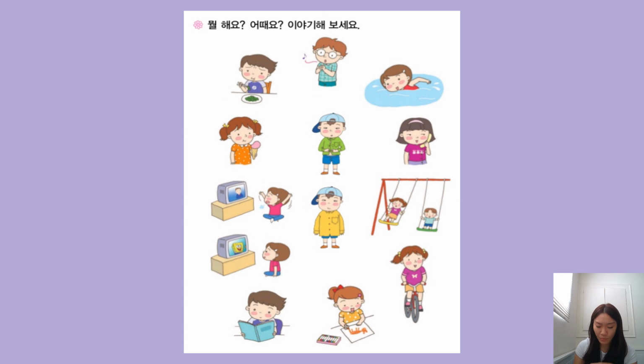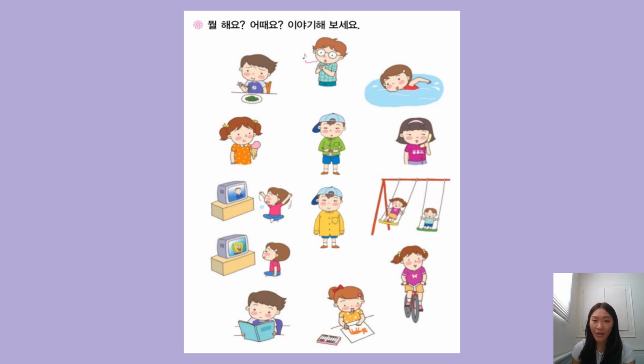Alright, so we're going to say 뭘 해요? And then we're going to say, let's pretend those are beans. So we're going to say 콩을 먹어요. 콩, okay? So I'm pretty sure most of you guys don't like beans as well. I like beans, but a lot of kids don't. So we're going to say 콩을 먹어요. And then we're going to say 어때요? It's not good. And we're going to say 맛이 없어요. Okay, it's not good.